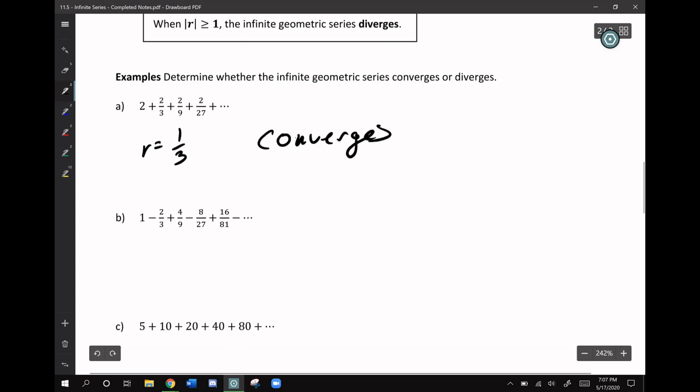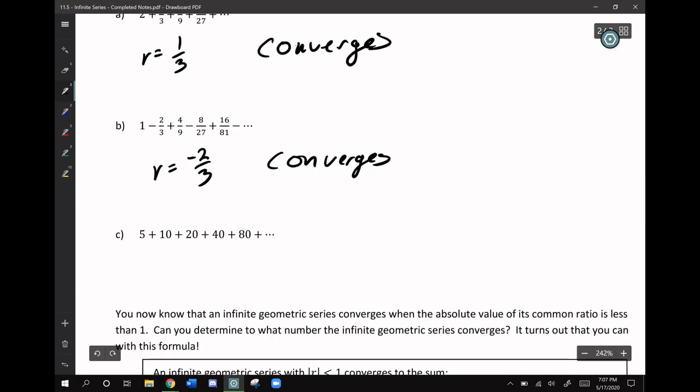All right, next one. R is negative 2/3, and the absolute value of this is less than 1, so it also converges. All right, this one right here, it's 5, 10, 20, 40, so this is times 2, so r equals 2. This diverges because it's greater than 1.